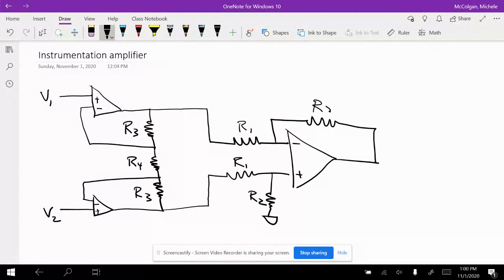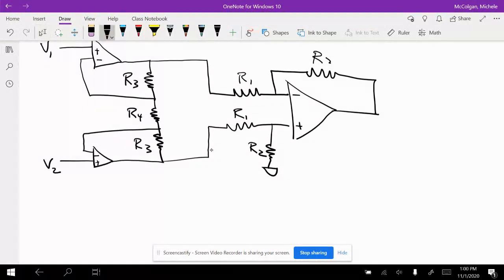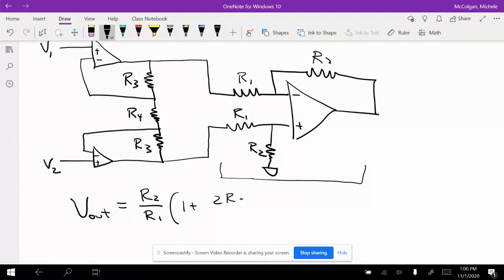Okay, and so we're not going to go through all of the math of solving this. I'm just going to give you the equation and then talk about what it does. So the V out for this one is equal to R2 over R1, which is a lot like the differential amplifier. So notice this right here is the differential part of the amplifier. And then this is 1 plus 2 R3 over R4. So this looks a lot like, it's similar to the gain from a non-inverting op amp. And then we have V2 minus V1.